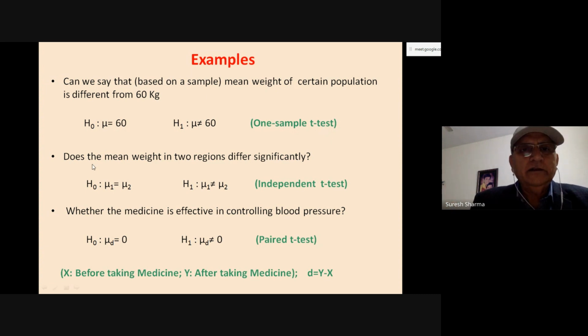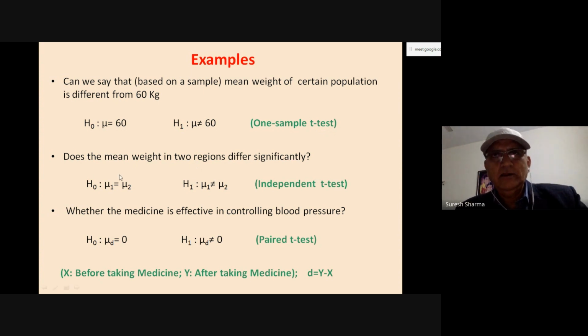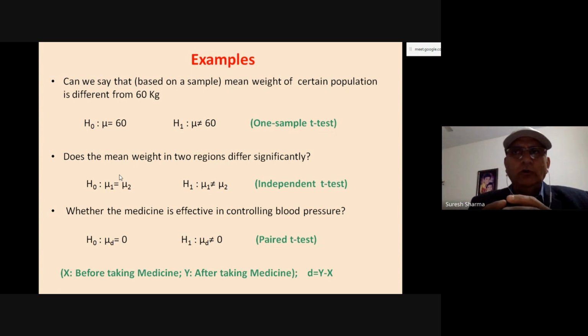Then second is, does the mean weight in two regions differ significantly? I already gave you the example of West Bengal and Assam. Now you have to take two different samples, one from West Bengal, another from Assam. And these two are independent samples. If there is no difference in their heights or weights, then the hypothesis will be that mu1 minus mu2 is equal to 0, or you can say mu1 is equal to mu2, that there is no difference in their mean weights or mean height, against the alternative that they differ. Why is it called the independent t-test?